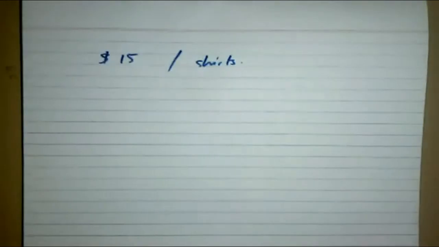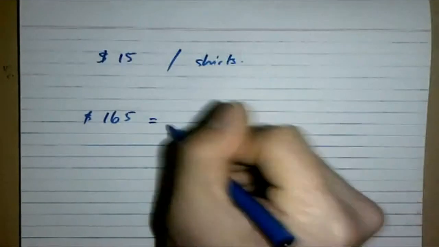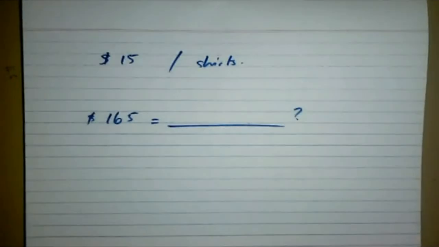If I triple the money, how many shirts can I buy? 3. I can buy 3 in total. If I quadruple my money, how many can I buy? 4. Now, if I find out that I have a large amount of money, let's say I have a random amount, 165, and I spend all of that on shirts. How many shirts can I buy? 11 shirts, right? Because I would have 11 times the amount of money.